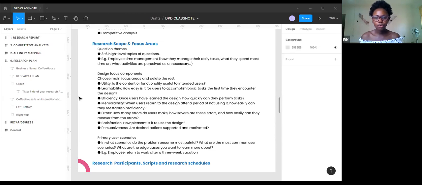Okay, so when you're asking questions like that, it makes you understand your user. It makes you see how they see, it makes you understand what they feel. And it just helps you channel your design. Okay, one example here is a project titled employee time management. One of the questions they're asking is how they manage their daily tasks, what they spend most of their time on, what activities are perceived as unnecessary.